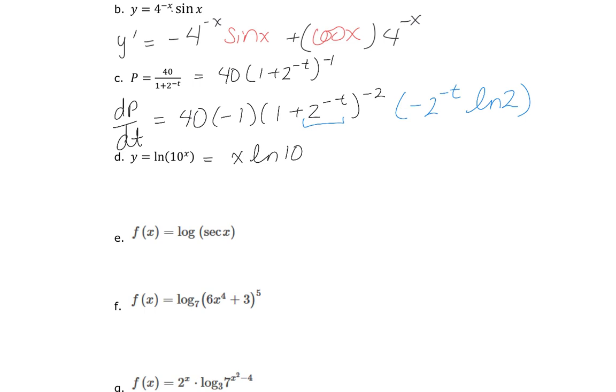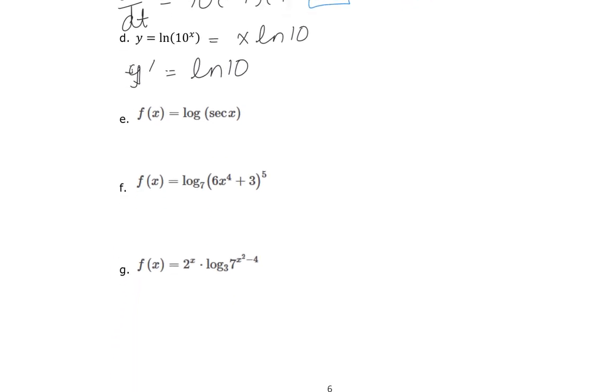Natural log of 10 is just a number. And so y prime on this one, y prime is just going to be simply the natural log of 10, because we know the derivative of x is 1. So that was kind of nice. All right, so on E, it is base 10. If I don't see anything besides the log, I don't see log 7, log base 2, it is base 10.